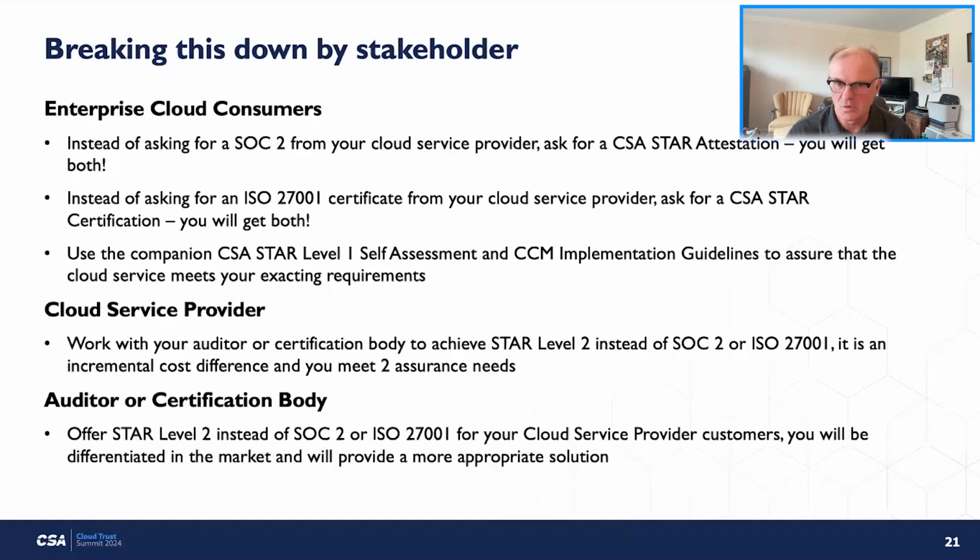And some, well, they weren't quite ready. There were a lot of questions. Maybe it was more like 50 hours, but the important thing to understand is it's marginal, incremental, and important costs that you would incur to provide this one engagement that meets both of these needs. So if you're an auditor or a certification body, go ahead and offer a STAR level 2 instead of just the more vanilla SOC 2 or ISO 27001 for your cloud service provider customers, because you'll be differentiated in the market and you're just going to be providing a more appropriate solution.